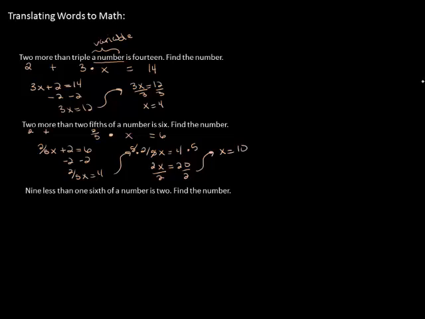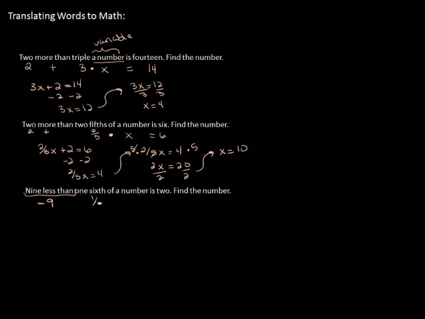9 less than 1/6 of a number is 2. Now, 9 less than, before we were saying 2 more, so we could say 2 plus. But when you say less than, 9 less than, if I have $10 and you have 5 less than me, I don't do 5 minus 10. I do 10 minus 5. So whenever you see this phrase here, that's minus the number in front. It kind of goes backwards.